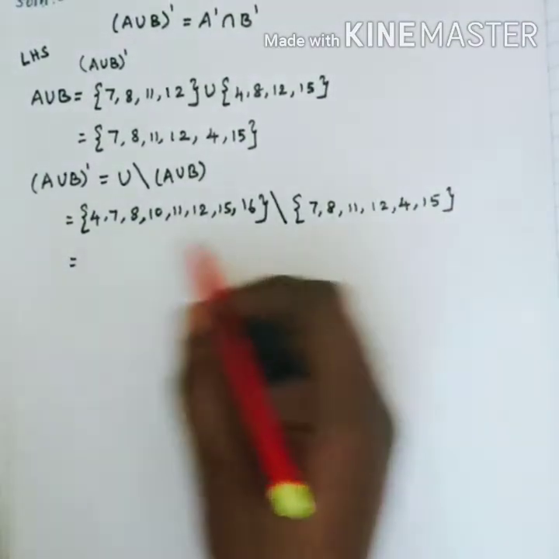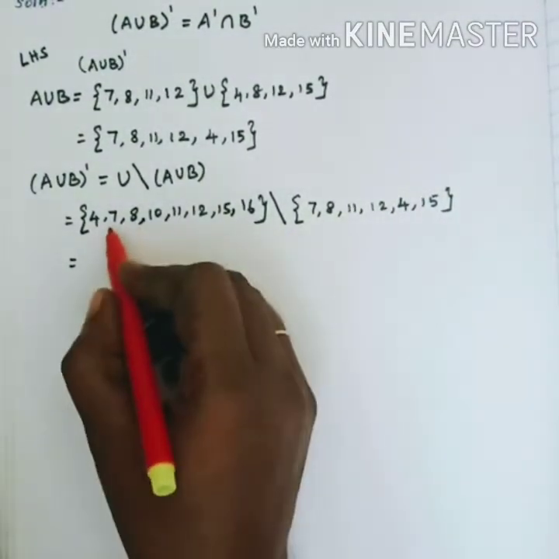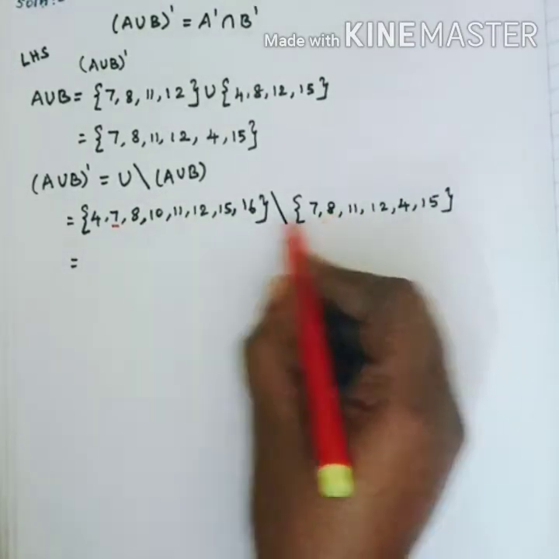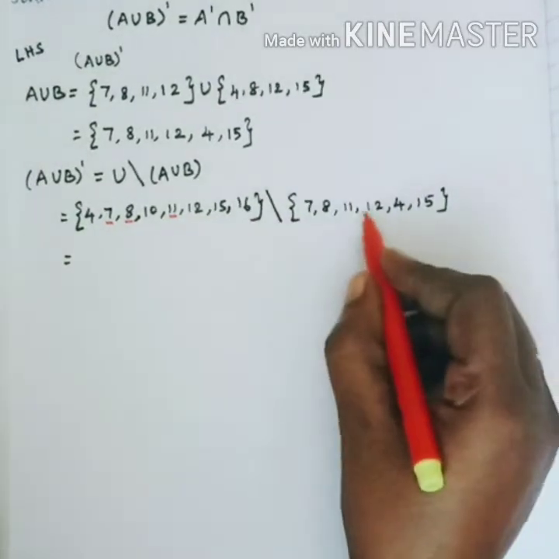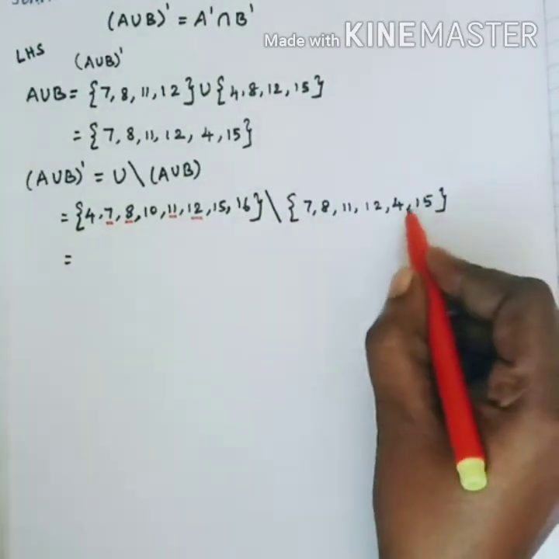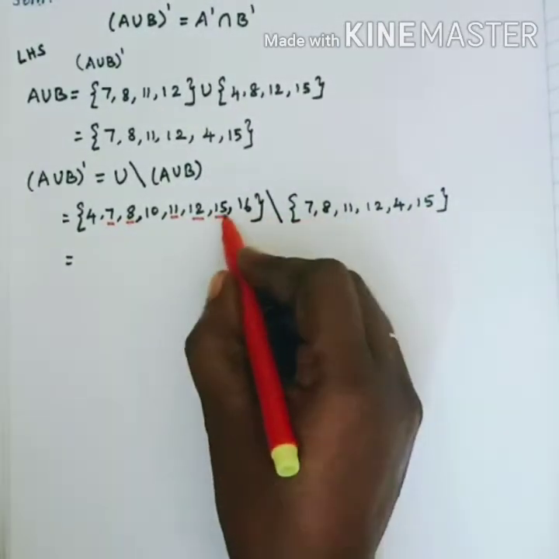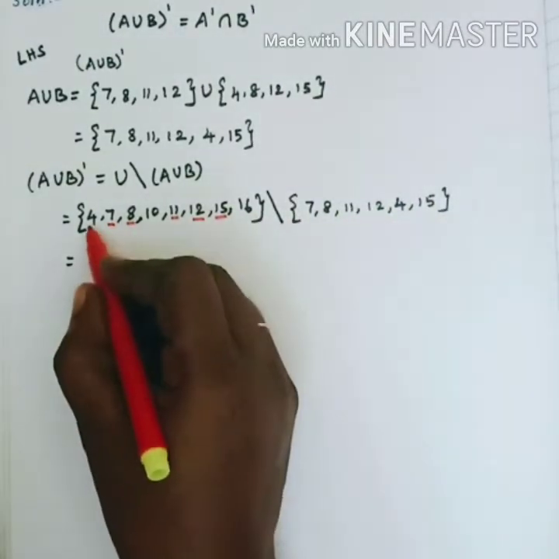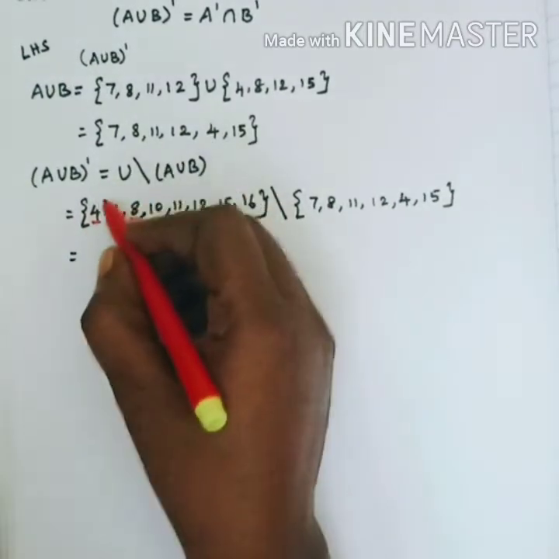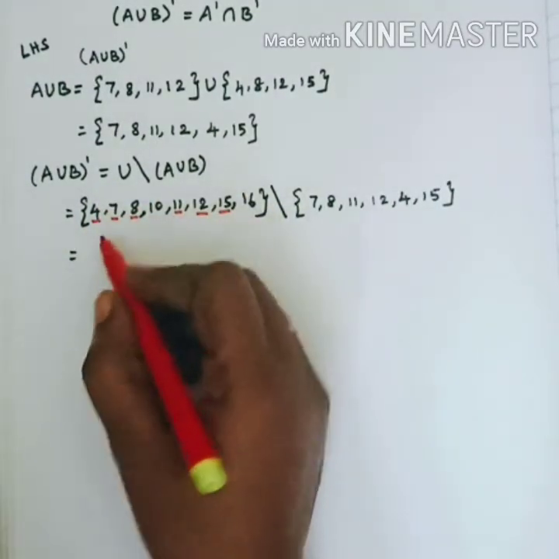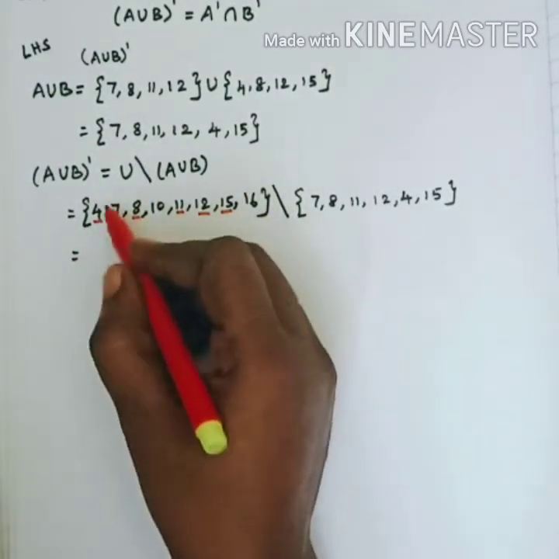Now identify the common elements in both the sets. 7 is the common element and 8 is also the common element. 11 is also there, and 12 is also there, and 15 is also there. 4 is also there. So you have to strike out these elements from the first set. You have to omit these elements in the first set.